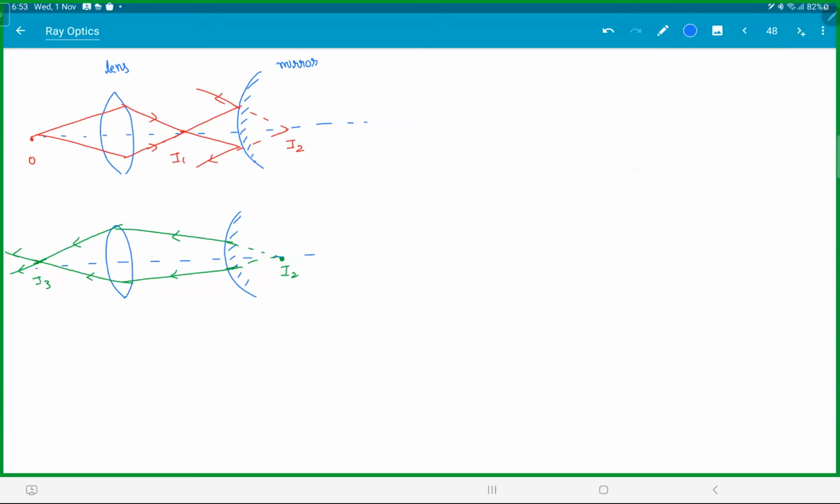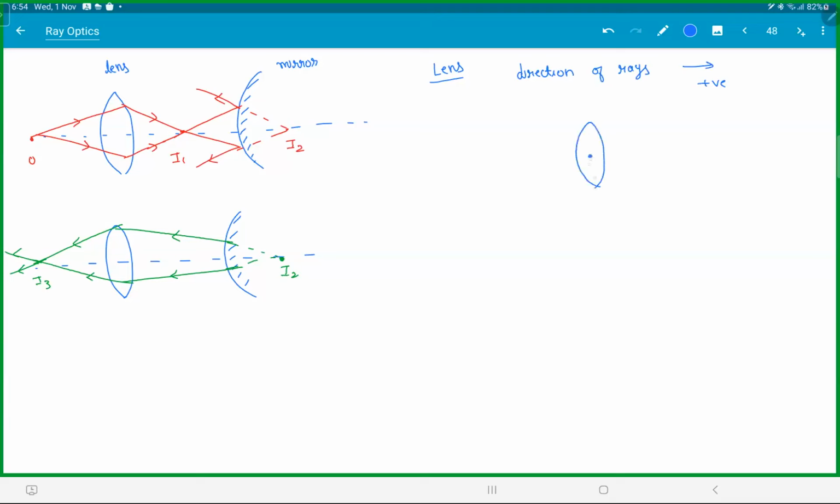Now, first thing. First, the guy is the lens. So if you ask the lens, who is the object? I1 is the image. That is one. Second thing, sign convention. What is the direction of light rays? How are the light rays going? Right side. So the direction of rays is going towards right. So this side is taken as positive. Okay?